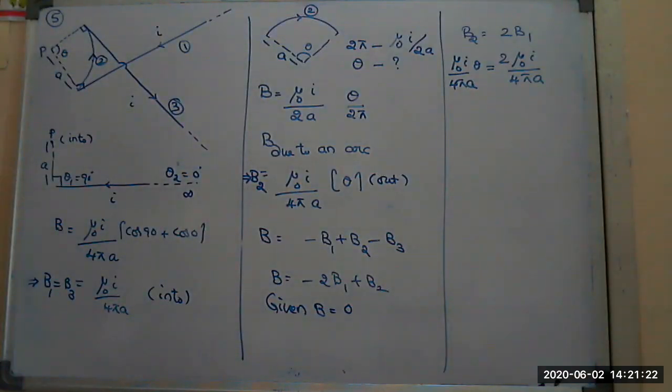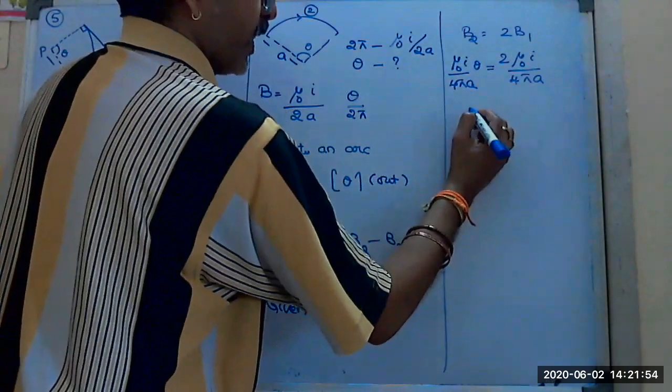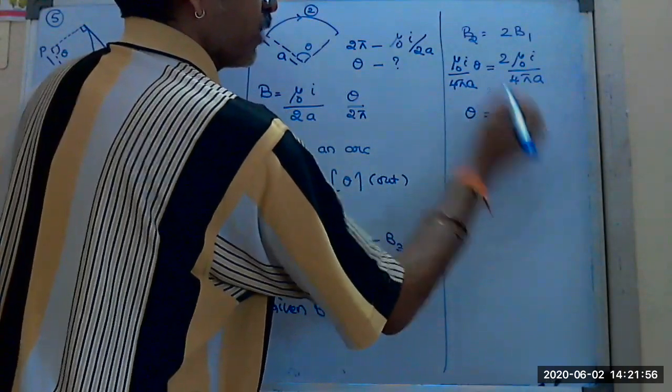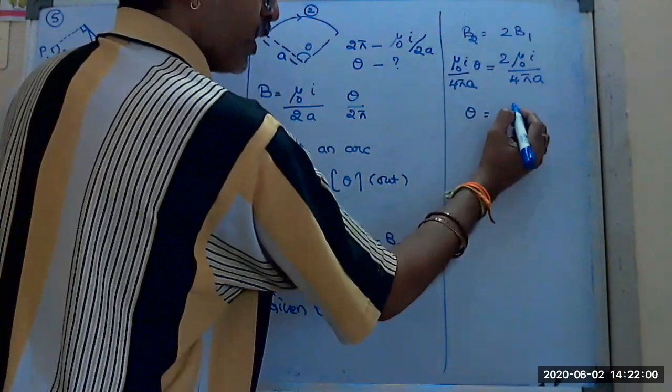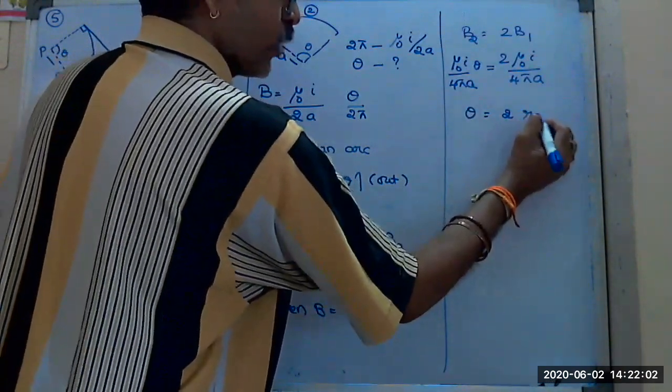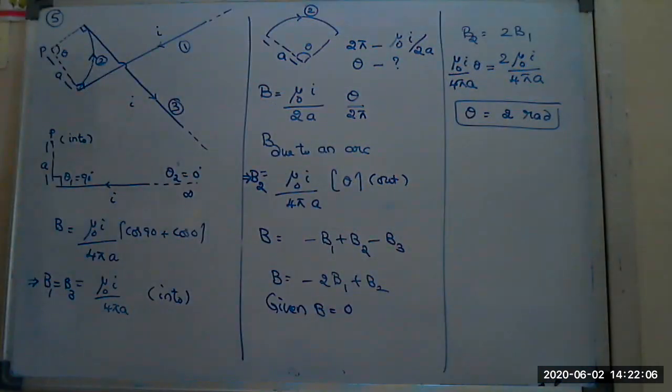Look at here, mu naught I by 4 pi A and mu naught I by 4 pi A cancel. Then you are getting theta equals 2. We took everything in the SI system, so we should not write 2 degrees. This is 2 radians in the SI system. Understood?